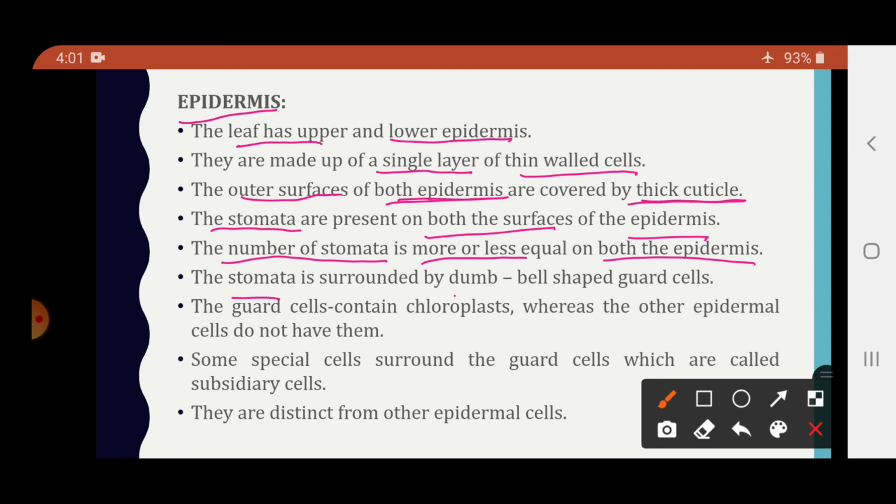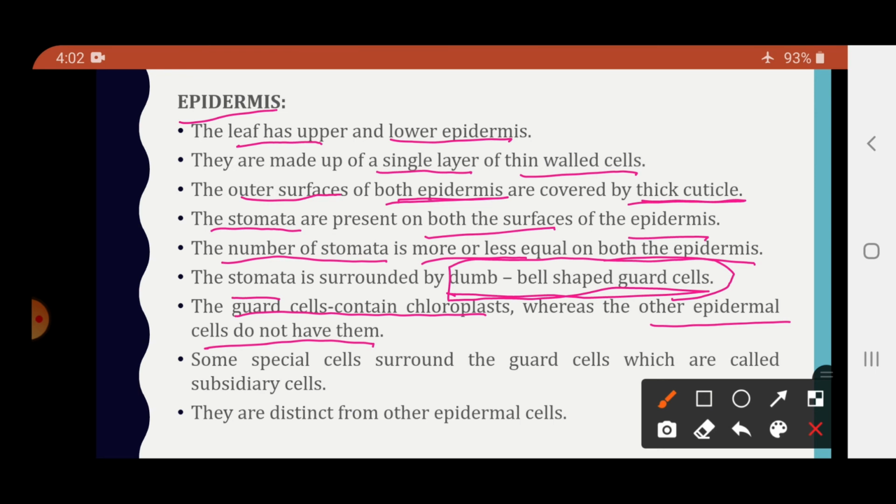Each stomata is surrounded by the dumbbell shaped guard cells. जबकि in the dicot it was which type of guard cells? They were the bean or kidney shaped guard cells. The guard cells contain chloroplast whereas other epidermal cells do not have them. Same thing, गार्ड सेल में क्लोरोप्लास्ट रहता है बट दूसरे एपिडर्मल सेल में क्लोरोप्लास्ट नहीं होगा.